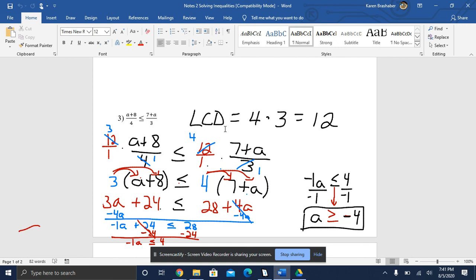And I might just show a quick graph for that. So negatives go to the left. Greater than or equal to would be a solid dot, and it would be pointing to the right. They are greater than or equal to negative 4. So that's what a graph would look like for your negatives.